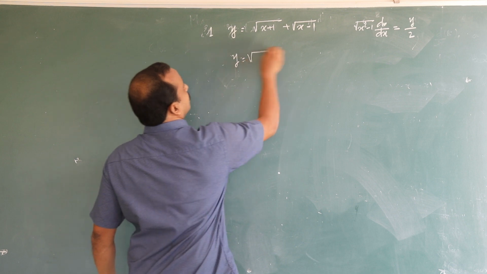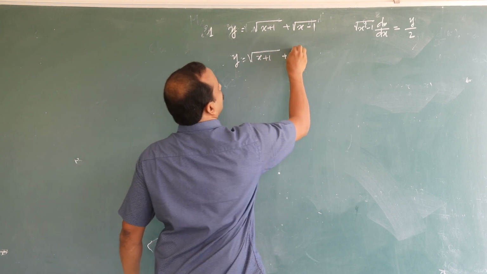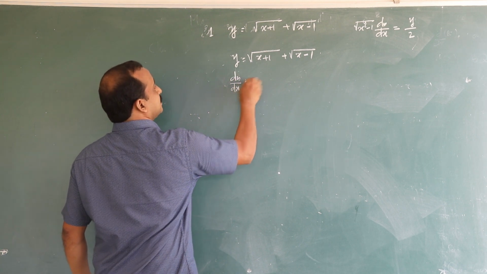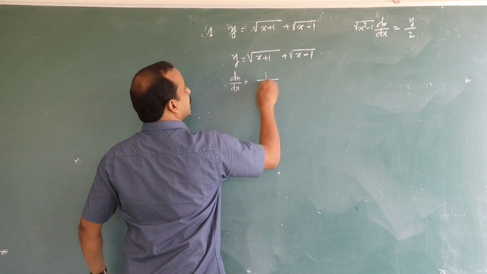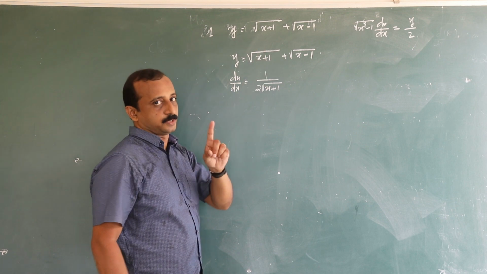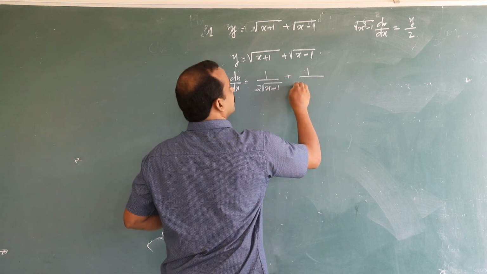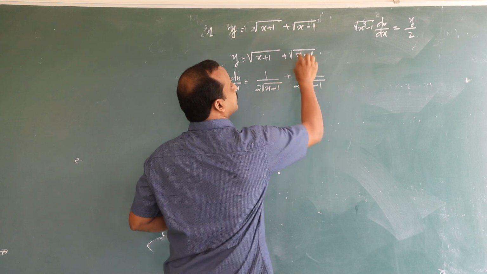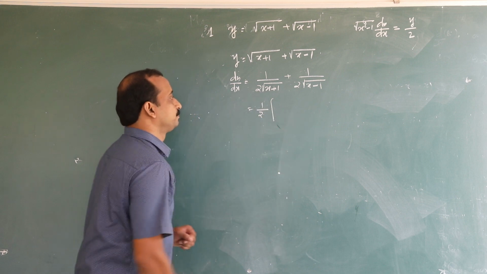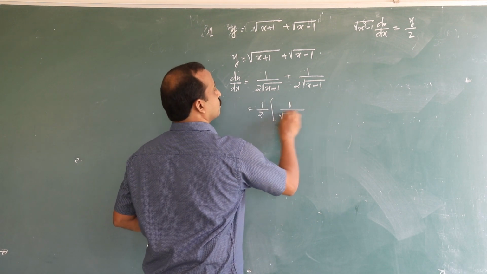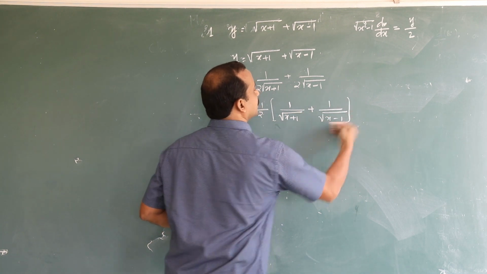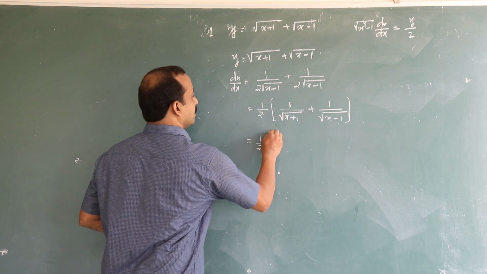Here the given function is square root of x plus 1 plus root of x minus 1. dy by dx is equal to the derivative of root, which is 1 by 2 root of x plus 1, into, using function of function, the derivative of x plus 1 is 1. Again the derivative of root is 1 by root of x minus 1 and the derivative of x minus 1 is 1. That is equal to, here 1 by 2 is a common factor, and therefore we get 1 by square root of x plus 1 plus 1 by root of x minus 1. That is equal to half into.